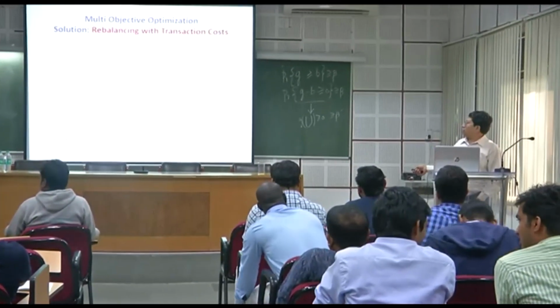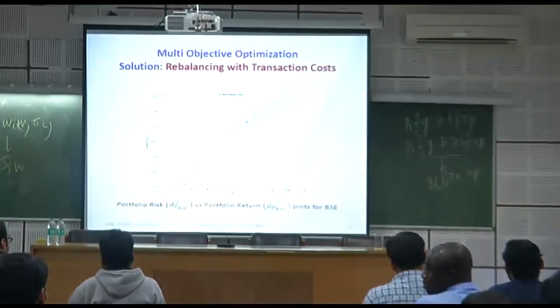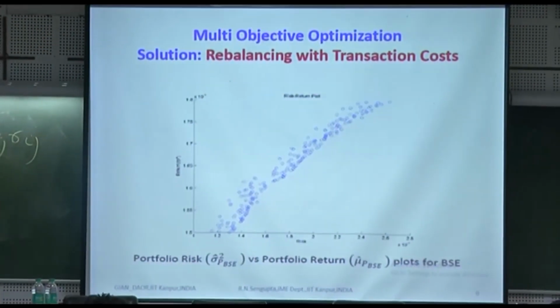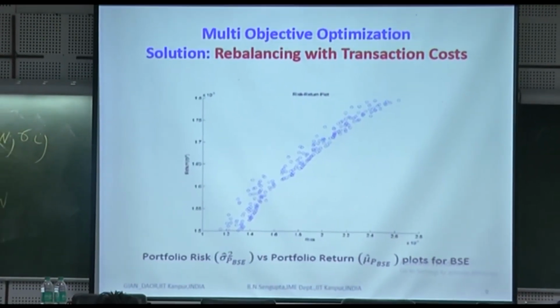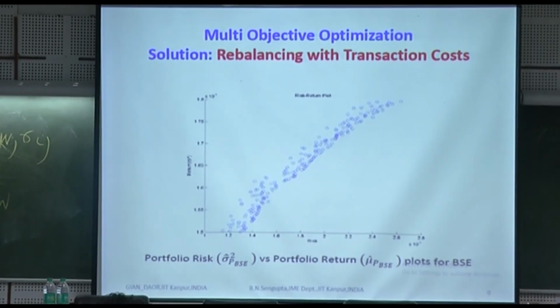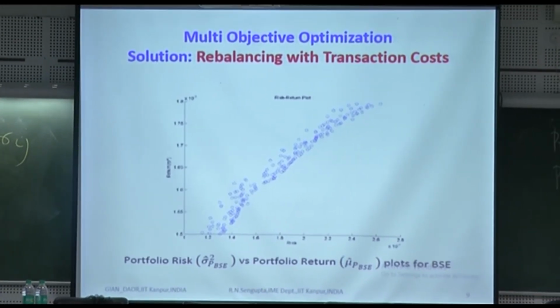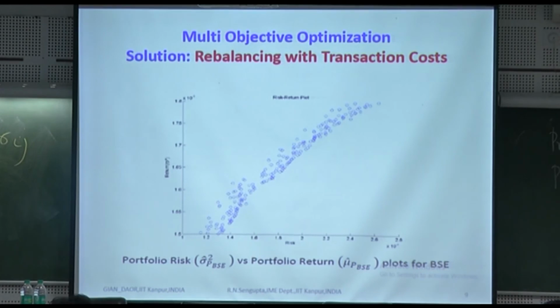So your risk return profile is this. Now the peculiarity of the problem, which I'll show you in a 3D diagram, is that if you change the betas, you will have different such envelopes.